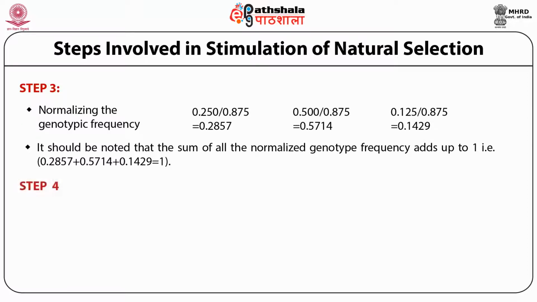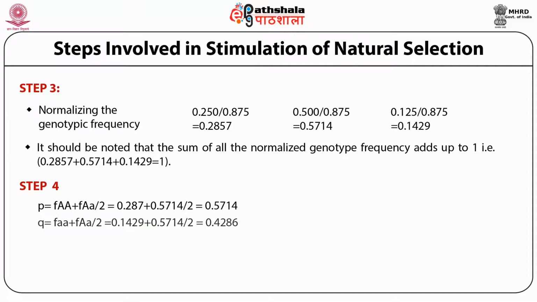Further, step 4, in which we have p equal to f capital AA plus f capital A small a divided by 2, equal to 0.2857 plus 0.5714 divided by 2, equal to 0.5714. q is equal to f small aa plus f capital A small a divided by 2, equal to 0.1429 plus 0.5714 divided by 2, equal to 0.4286.